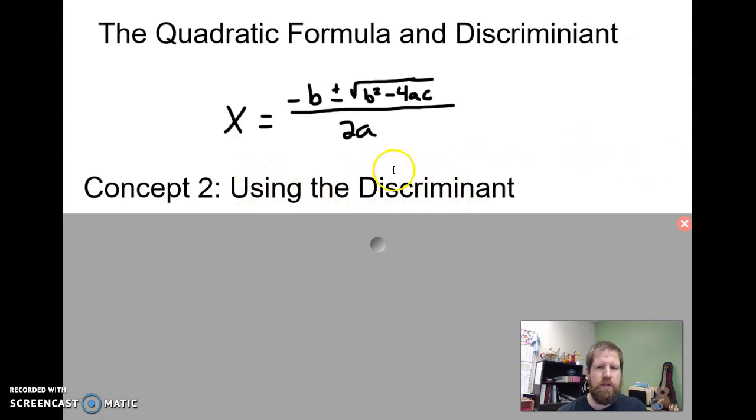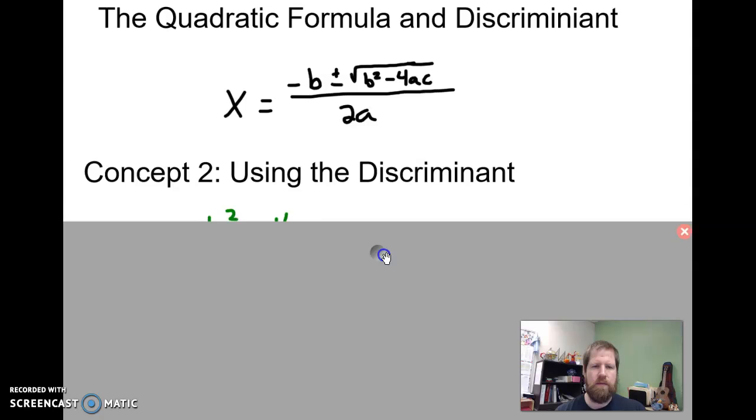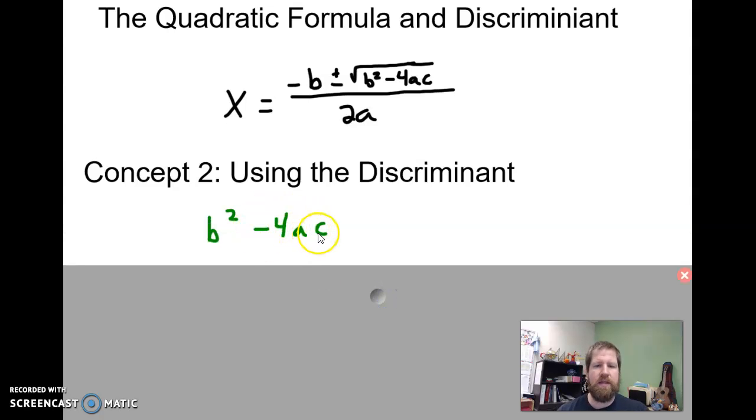Concept 2, using the discriminant. The discriminant comes from and is part of the quadratic formula. It's actually this part right here, the part underneath the square root. It's b squared minus 4ac. And the important part of that is that it's under the square root.